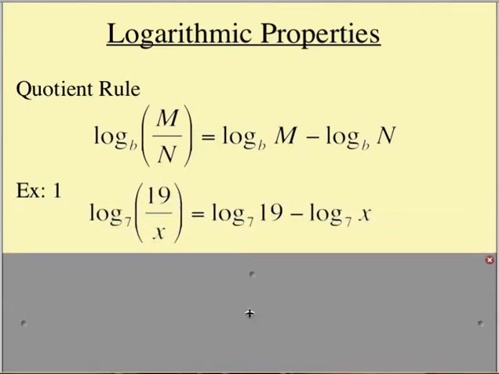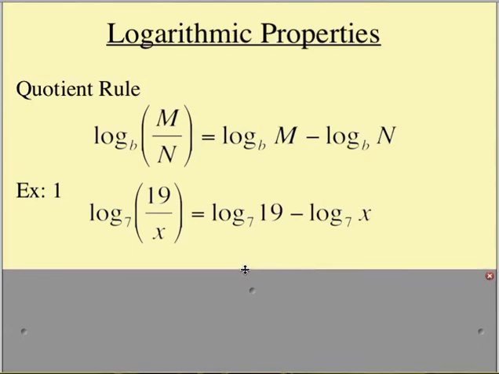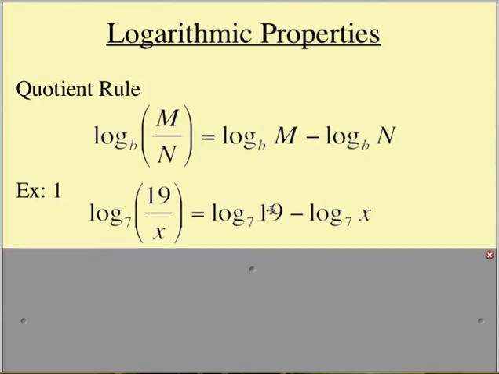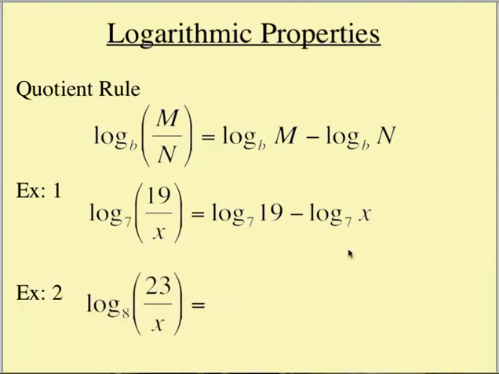The quotient rule: log base b of m divided by n can be separated with a subtraction sign. So if we have log base 7 of 19 over x, that's going to be the same thing as log base 7 of 19 minus log base 7 of x. These are used sometimes to split up logarithms if you can evaluate them separately. So it's used to simplify. It's also used to expand and condense. So try example 2 on your own, and we will go over that in class.